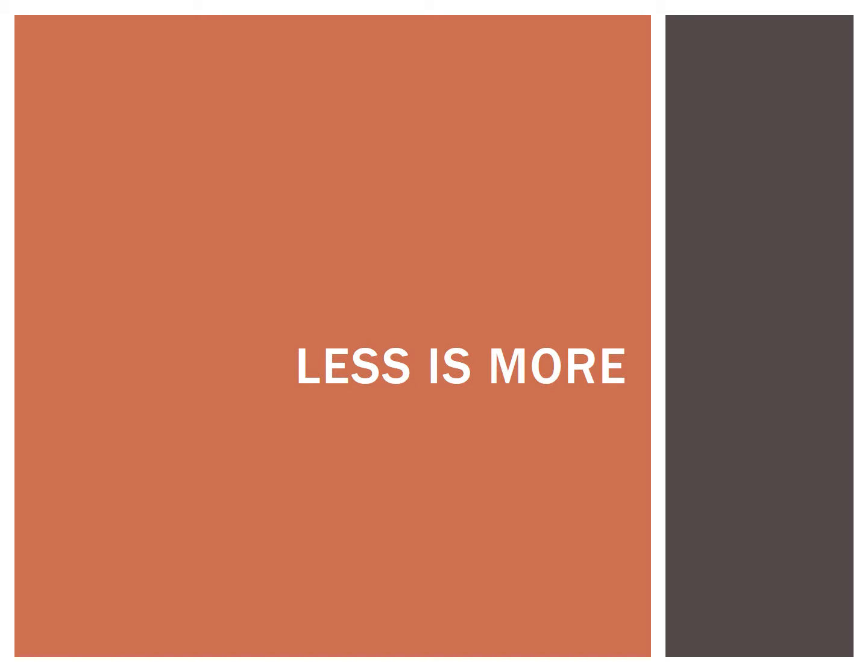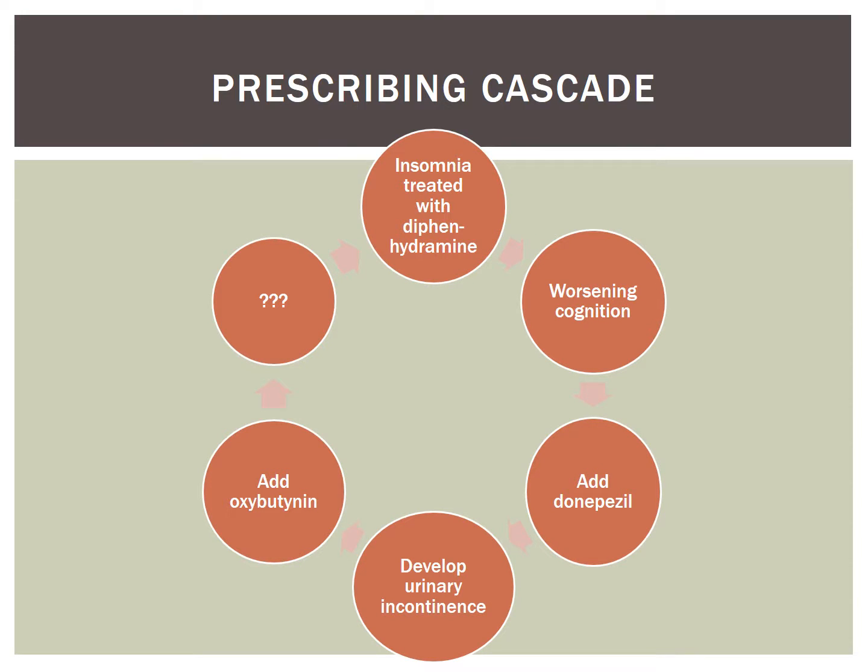The next mantra that I think of is less is more. Here I'd like to describe a little bit more about the prescribing cascade. The prescribing cascade is the concept that medications are prescribed to treat adverse effects of other medications. So we always need to think, when patients present with a new problem, that it may be an adverse effect from another medication. So here's an example of the prescribing cascade.